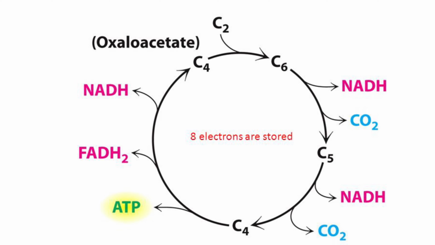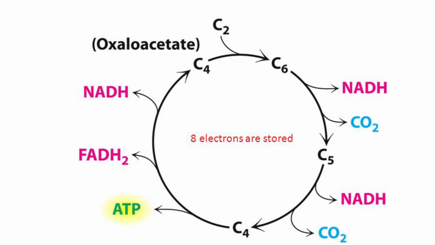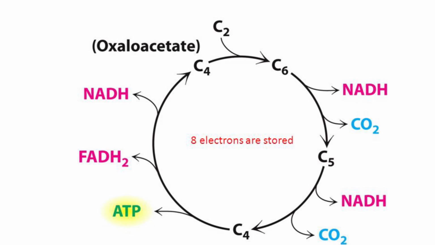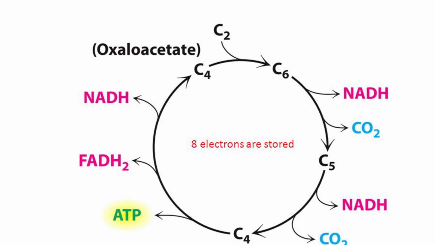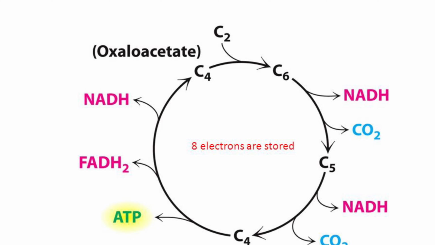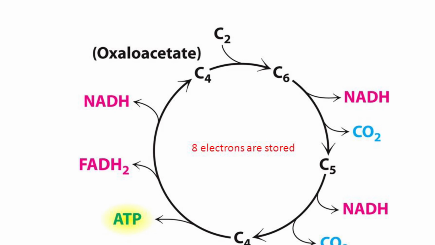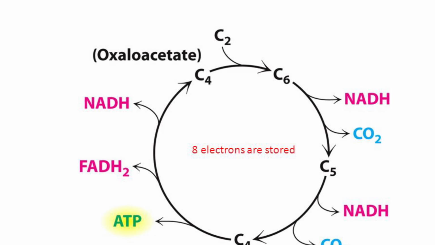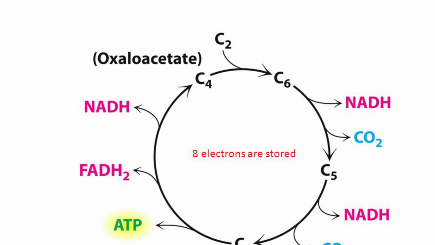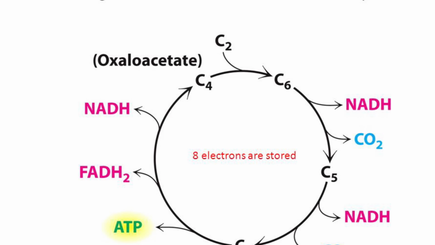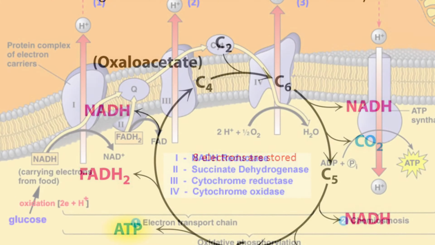You're then going to add FAD to get FADH2, and you're going to get another 4-carbon molecule when you add that, but it's not the correct one, so you're then going to add 3 NAD plus to get 3 NADH, and you're going to get your correct 4-carbon molecule. NADH and FADH2 are electron transporters that will carry the electrons to the electron transport chain.